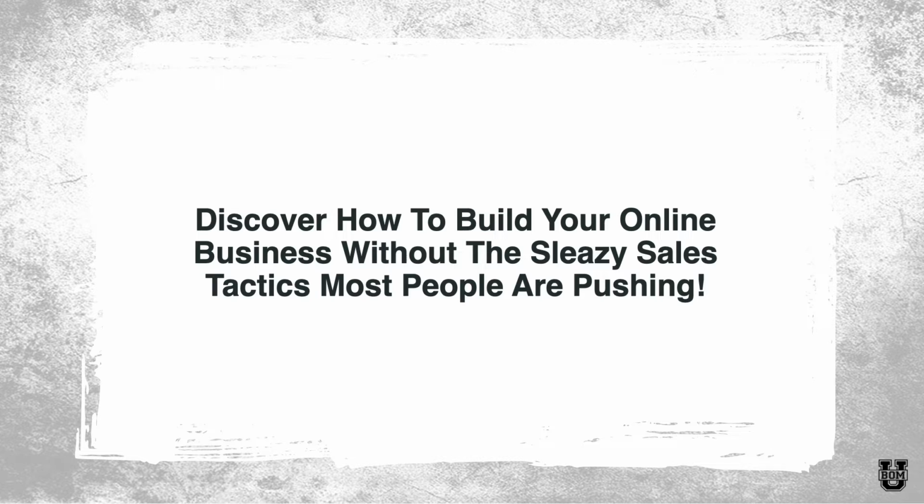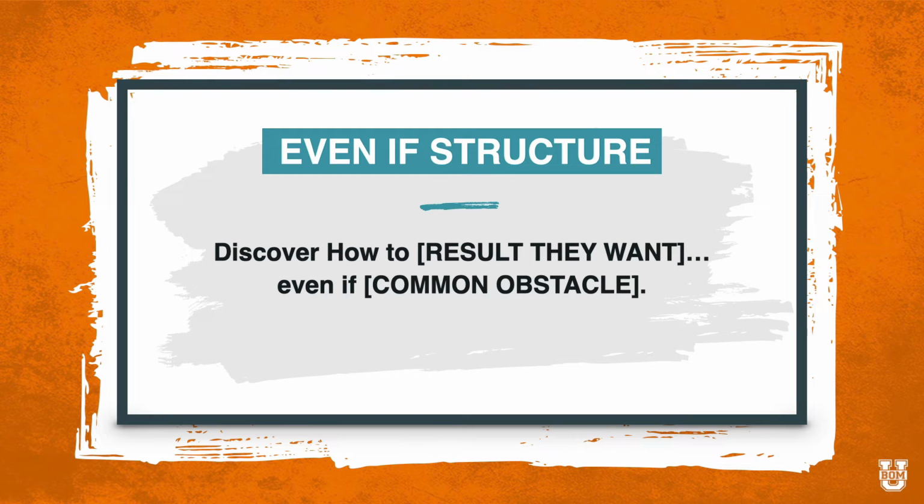Now, instead of an objection like they don't want to use sleazy sales tactics, what if they had an obstacle, something that they think would stop them from being successful or from being able to get the result? Then you use this structure, the even if. Discover how to, again, get the results you want, even if, and you put in the common obstacle. Now, the classic example of this I'm not going to talk about because a lot of people in the online space use it, and they're making a promise that isn't right. You need to make sure that they can still get the result even if they have the obstacle, but you need to think this through. And if there is a common obstacle, you can use that.